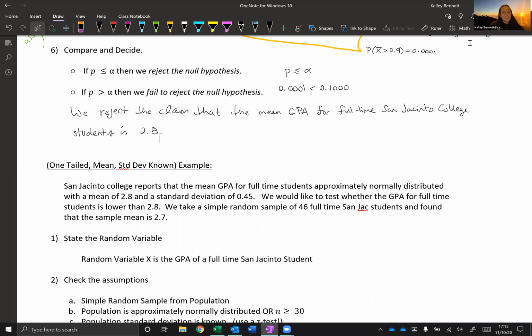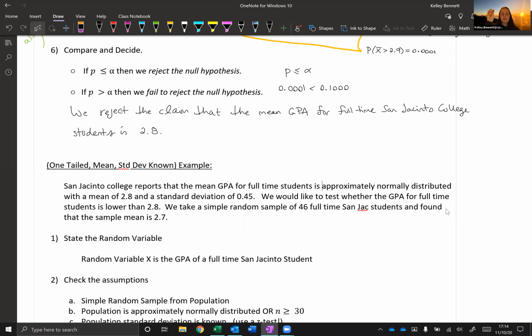San Jacinto College reports that the mean GPA for full-time students is approximately normally distributed with a mean of 2.8 and a standard deviation of 0.45. So right away, I'm like, boom, I know the population standard deviation, which triggers in my mind, I'm going to use a z-test, I'm going to use the normal distribution. Keep that in mind. Next, we would like to test whether the GPA for full-time students is lower than 2.8.